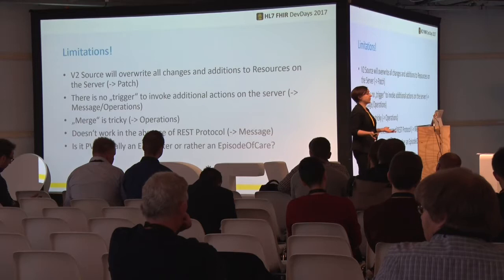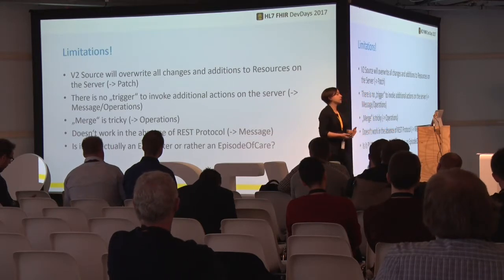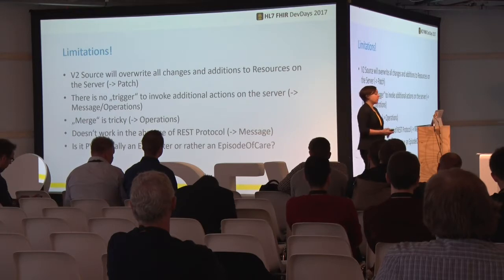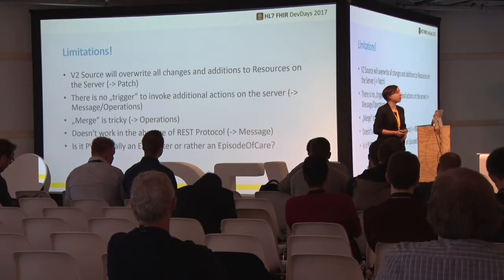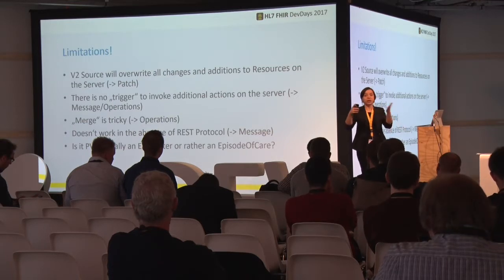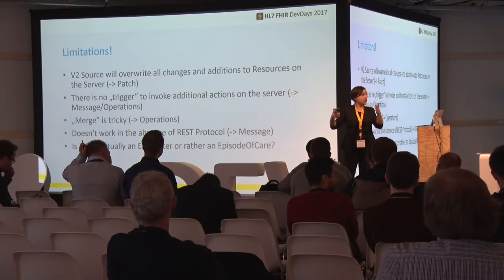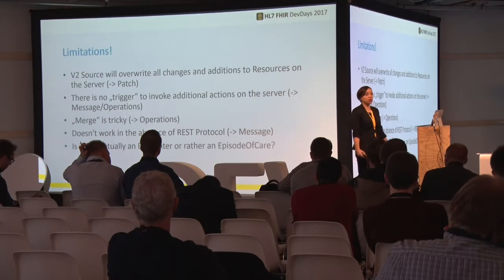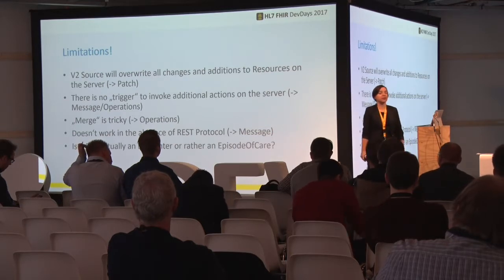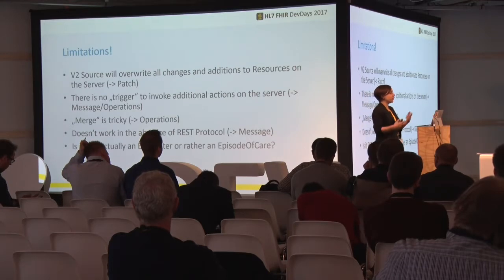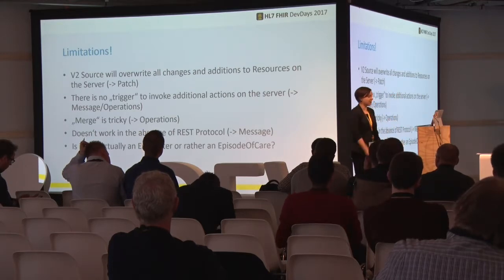Then, the merge is tricky, getting to that. And it doesn't work in the absence of a RESTful protocol. So if you're talking to the receiving system without the option of RESTful communication, you're better off with a message, because the message has a header with all the information of where this is coming from, where it is going to, and what happened and when and where and why. You can basically write that message on a jump drive, put it in an envelope and send it to a receiver who opens the envelope, plugs in the jump drive, and reads and processes the message.